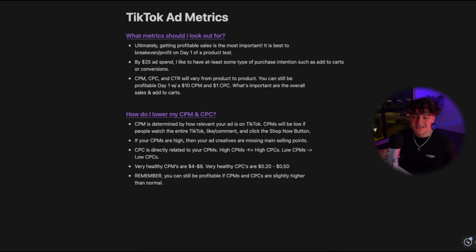And now the type of CPMs and CPCs that I like to look for is to have a CPM under $10. And yes, you guys still can be profitable with a CPM that is maybe a little bit above $10, but that is the metric that I like to look for. And for the cost per click, which is CPC, always have it be under $1. Anything over $1, I always shut off. And a very healthy CPC would be around 20 to 50 cents. And if you even have a CPC that is 70 cents, that is also considered very healthy.